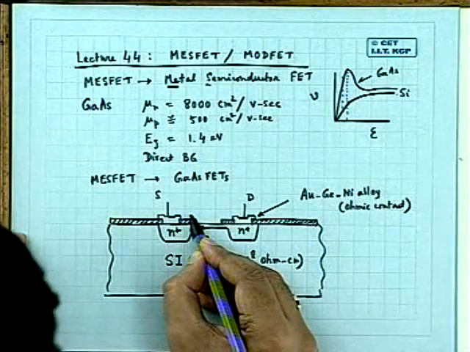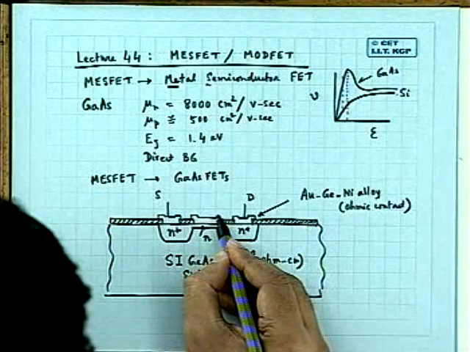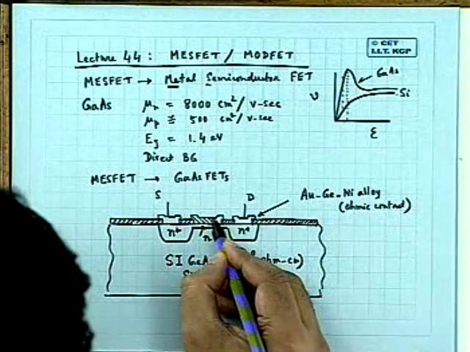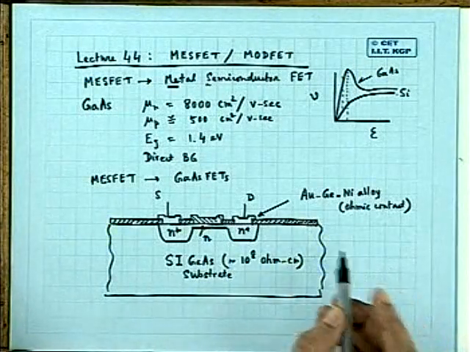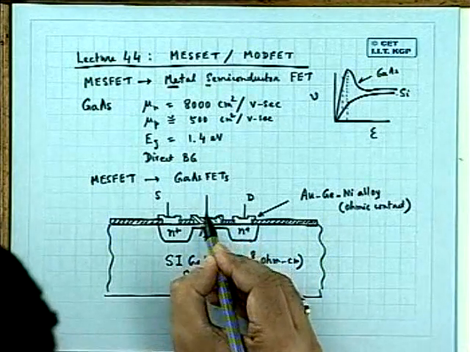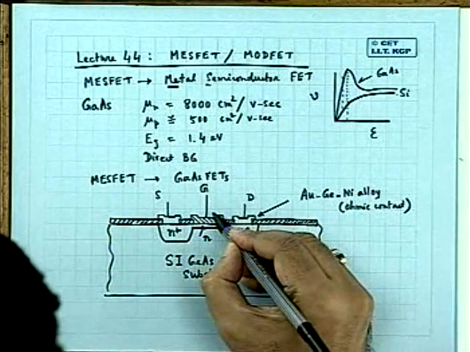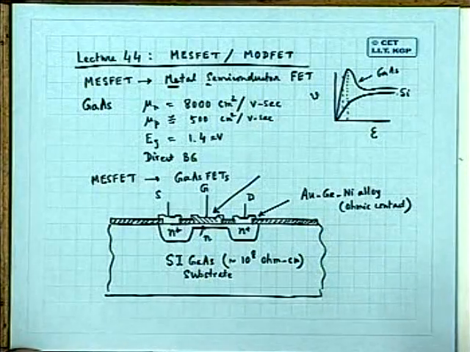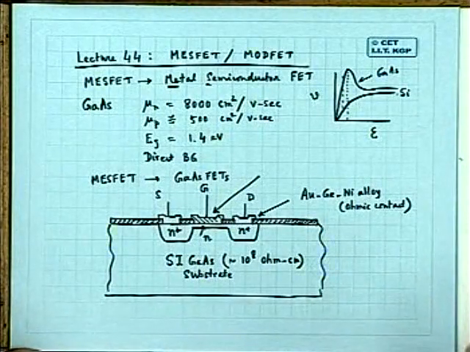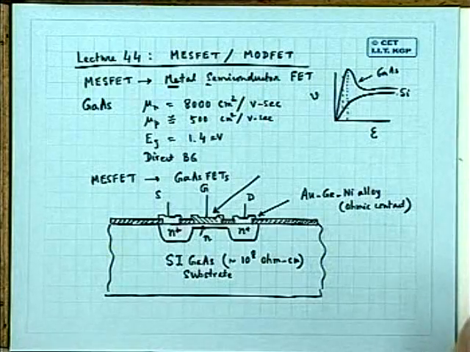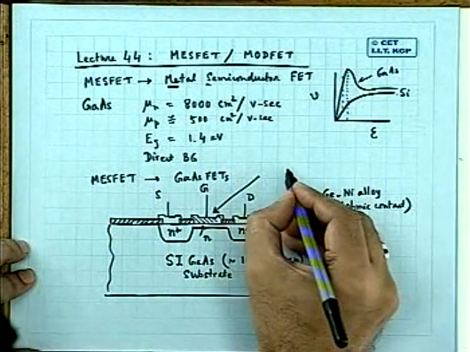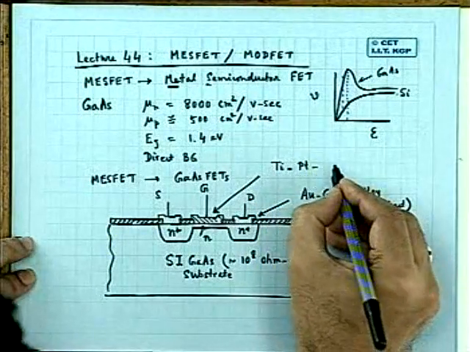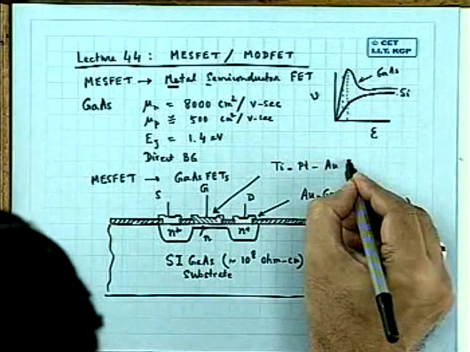And on the channel region, you deposit another material which behaves as a good Schottky contact on gallium arsenide, N-type gallium arsenide. There are many Schottky materials. Typically, it may be titanium, platinum, gold, Schottky.